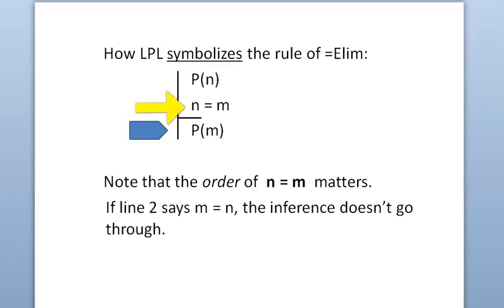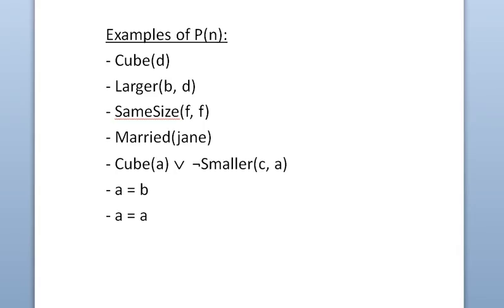So the name that appears on the left of the second sentence has to be the one that we're talking about in the original sentence. Okay, so if line 2 said m equals n, then the inference wouldn't go through, and this would not be a correct application of the rule.